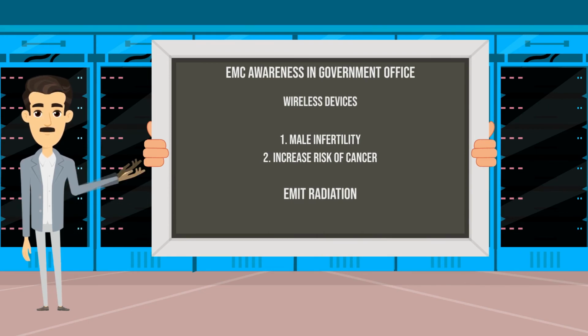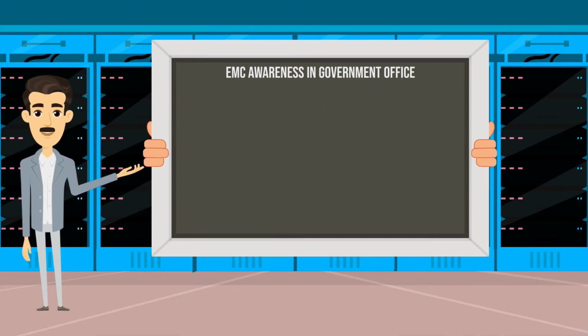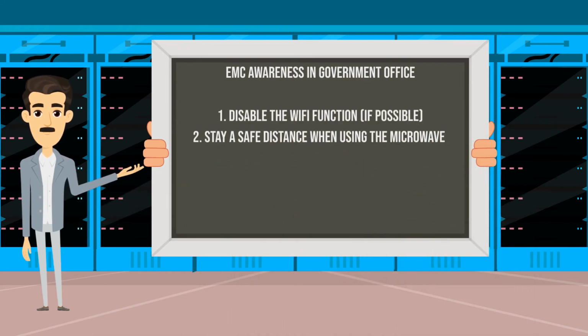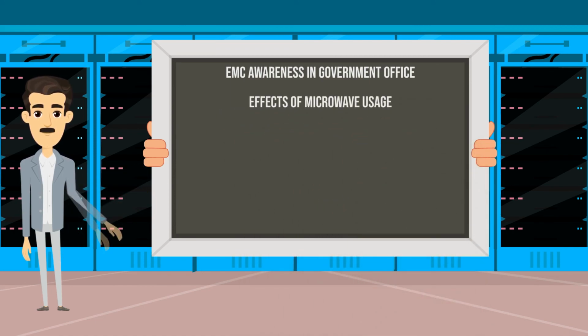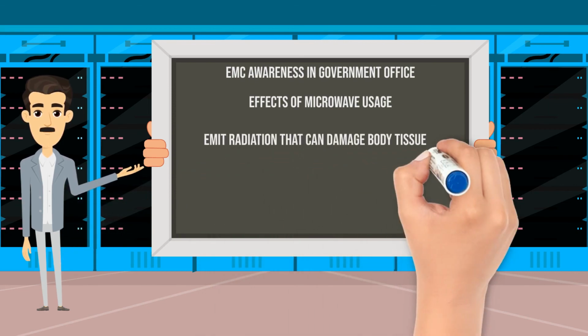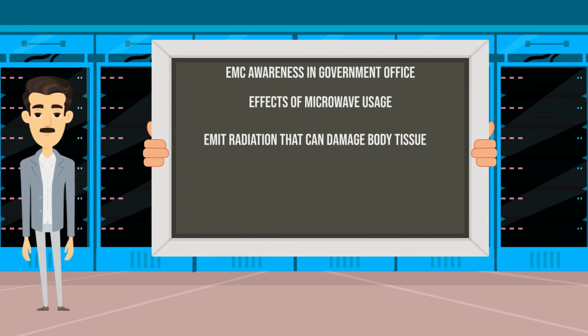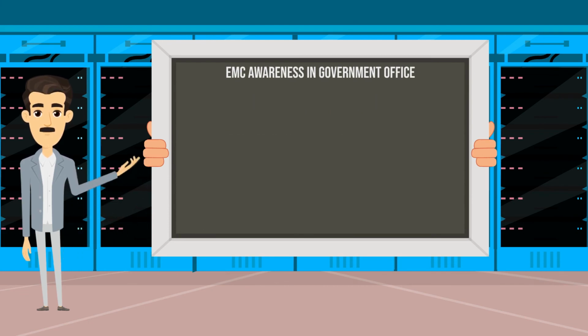Also, these devices emit radiation, which can penetrate our bodies and wreak havoc on ourselves. On the other hand, we have also explained how to combat these damages, which is to disable the Wi-Fi function when possible and to stay a safe distance when using the microwave to prevent exposure. Lastly, we have explained in more detail about the effects of microwave usage. Here, we explain that microwaves emit radiation, which can lead to tissue damage or tissue burn. Likewise, we have also explained the preventive steps to take when using microwaves or similar appliances.